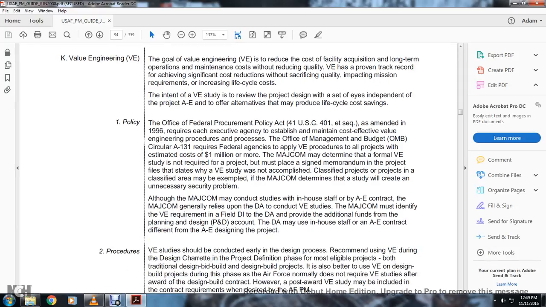1. The policy. The Office of Federal Procurement Policy Act, Title 41 U.S. Code 401 and following, as amended in 1996, requires the executive agency to establish and maintain cost-effective value engineering procedures and processes. The Office of Management and Budget Circular A-131 requires federal agencies to apply value engineering procedures for all projects estimated at $1 million or more. The MAJCOM may determine formal value engineering is not required for a project, but must place a signed memorandum in the project file stating the value engineering study was not accomplished. Classified projects may be exempted if the MAJCOM determines the study will create an unnecessary security problem.